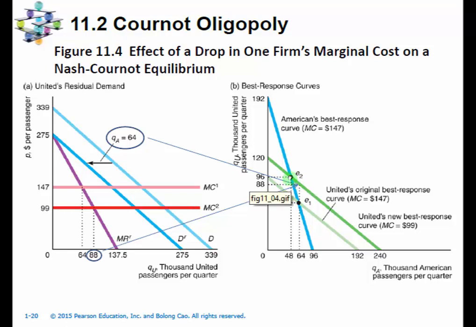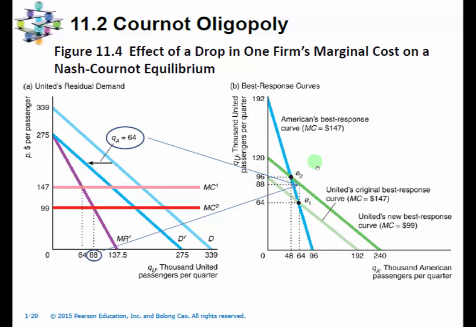Rather, it's E2 here, where the new United best response, the dark green line, and the American best response, the blue line, meet. At E2, American Airlines produces 48 units, but United actually supplies 96 units into the market.